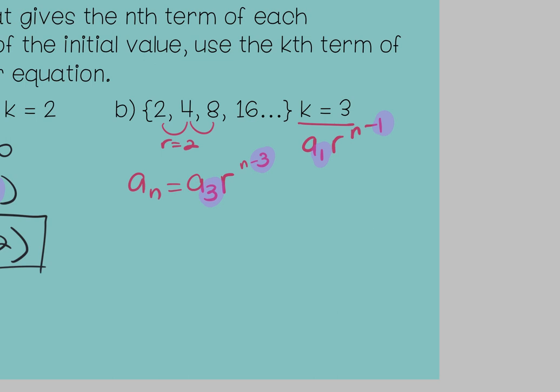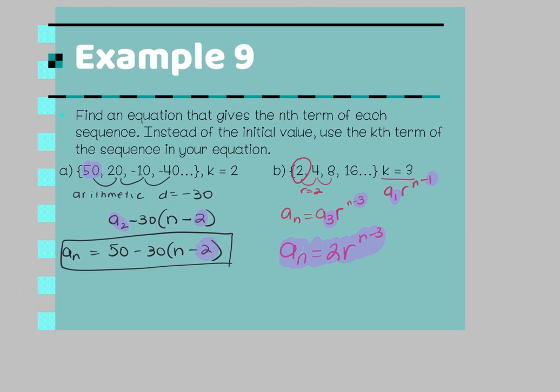But I'm not leaving it like that. I'm plugging in a3. I'm saying that this is not just a1, that is actually a3. So an would equal 2 times r to the n minus 3. So when it's arithmetic, I make whatever I'm subtracting from n, the k. And when it's geometric, I'm making whatever I'm subtracting from the n in the exponent, k. Does that make sense? Did a bang up job with that. Yeah, questions?